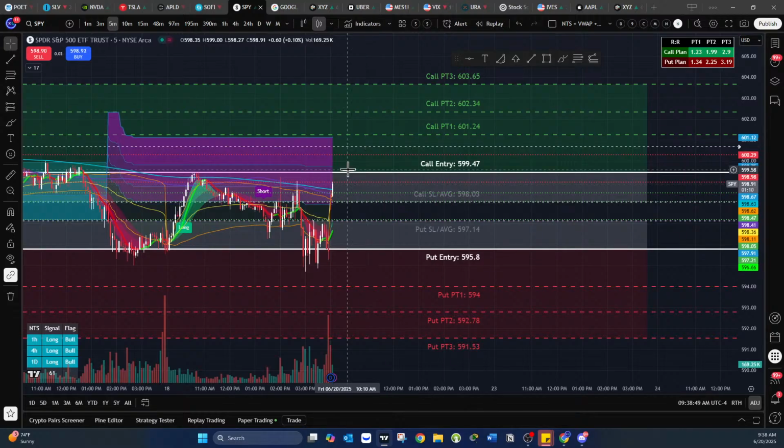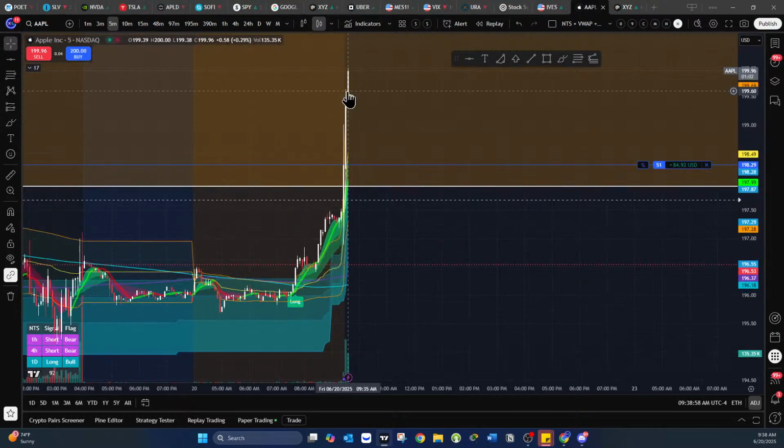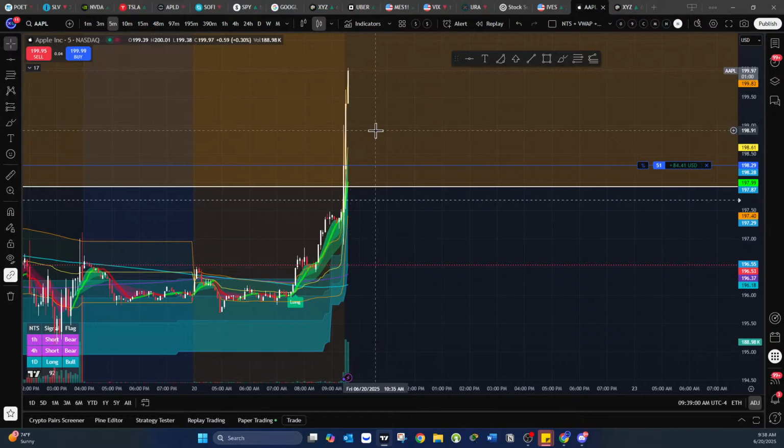Right out the gate, we're pretty bullish. We're going to see if we get above 599.47. That would be pretty awesome to the upside. We'll see what happens. Oh my God, Apple. Woof. Apple's destroying my shorts, man.